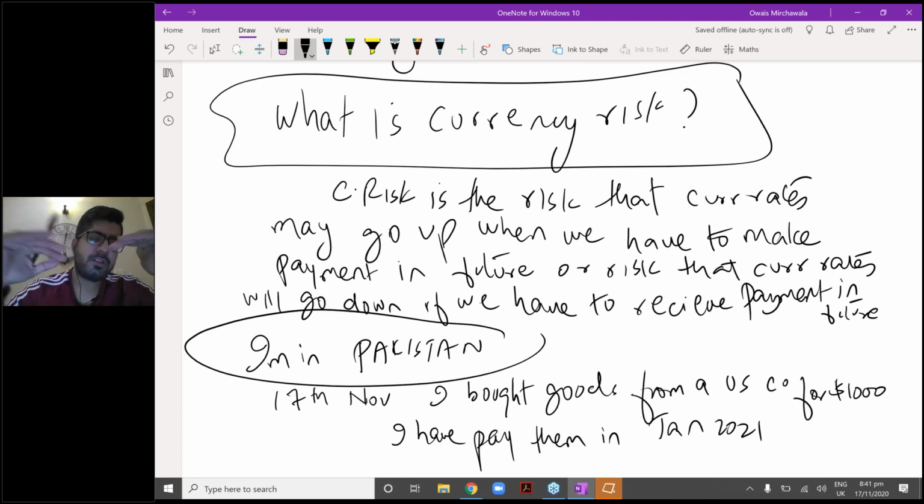Do you think the currency rates are going to remain stable for the next 2 months? No. I'm not guaranteeing that the rates will go against you, it's just a risk that if you have to pay someone in January, till that time the rates may go against you, the rates may go up and you incur a loss. That's currency risk.